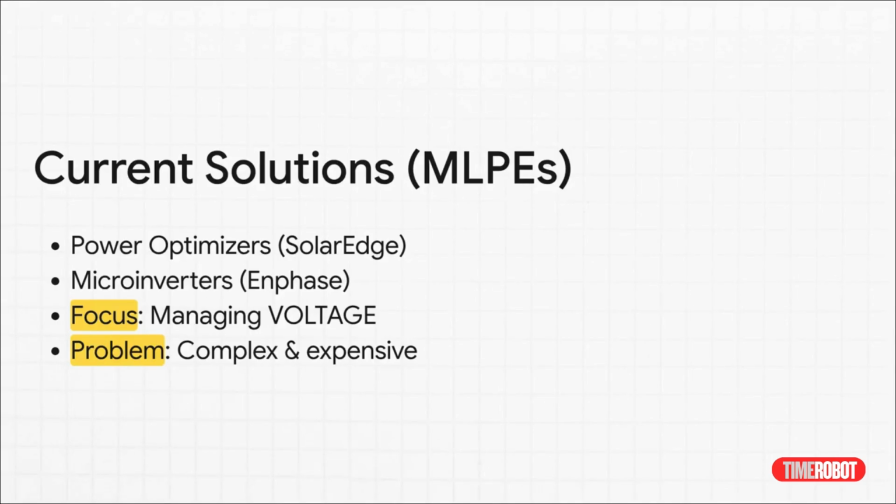The current generation of fixes are known as module-level power electronics, or MLPEs. The big names you might recognize are power optimizers from companies like SolarEdge and microinverters from companies like Enphase. What they both do, essentially, is put a tiny complex computer on every single panel to manage its voltage. They're trying to fight the symptoms of mismatch loss, but the problem is they're complicated, they're expensive, and they create their own heat and efficiency losses along the way.